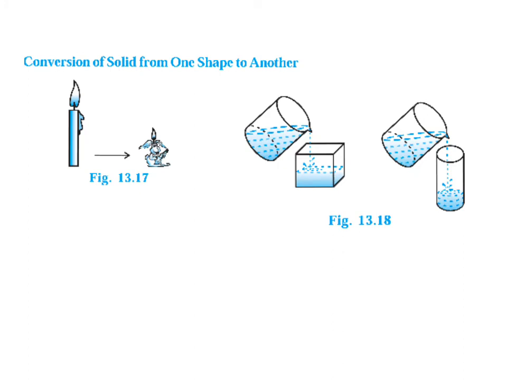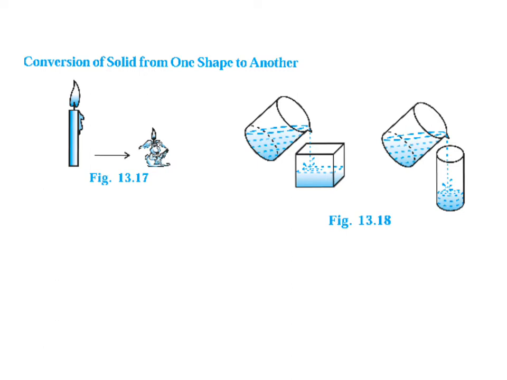I am sure you would have seen candles. Generally they are in the shape of a cylinder. You may have also seen some candles shaped like an animal, as you see in figure 13.17. How are they made? If you want a candle of any special shape, you will have to heat the wax in a metal container till it becomes completely liquid. Then you will have to pour it into another container which has the special shape that you want.